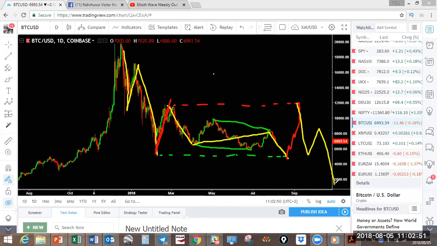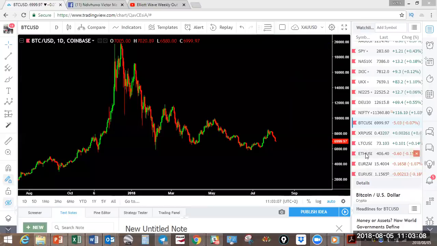And if we get that structure and it plays out like that, then we're going all the way back. All the way back. And that is what all the rest of the cryptocurrencies are doing. So what will this structure be like? It will be a WX complex correction here, and then a Y to the downside. You can imagine how far down we will go on this one. Okay, so let's look at the rest.